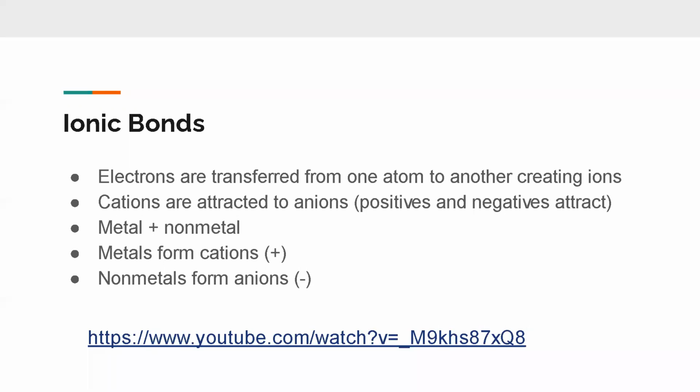Metals and nonmetals are normally what ionic bonds are made of. So a metal is bonded to a nonmetal. Metals form cations and nonmetals form anions. So metals are always the ones that gain the electron and become positive, and nonmetals always lose the electron and become negative. And because they're positive and negative, they bond because positives and negatives attract.